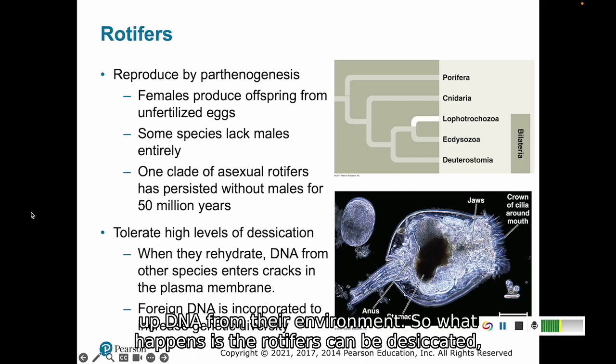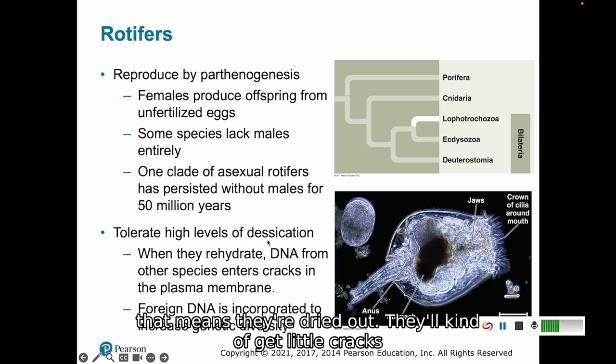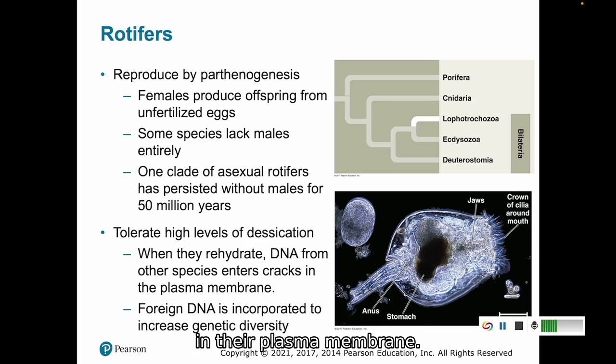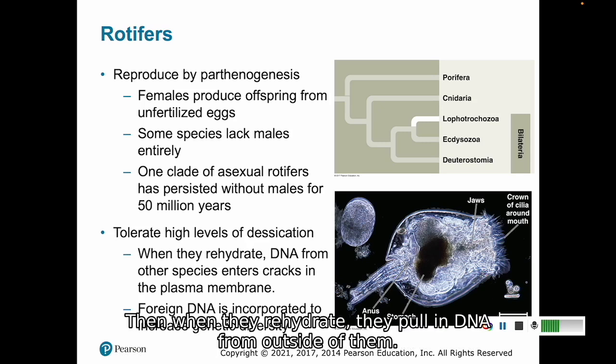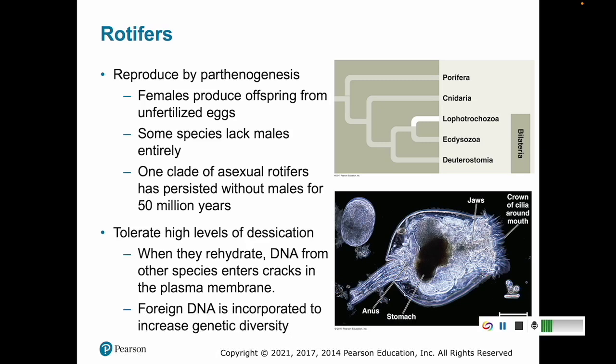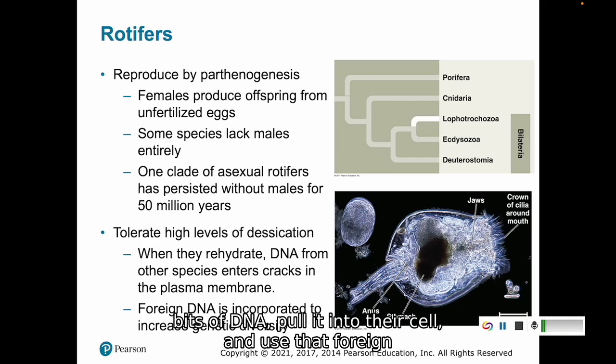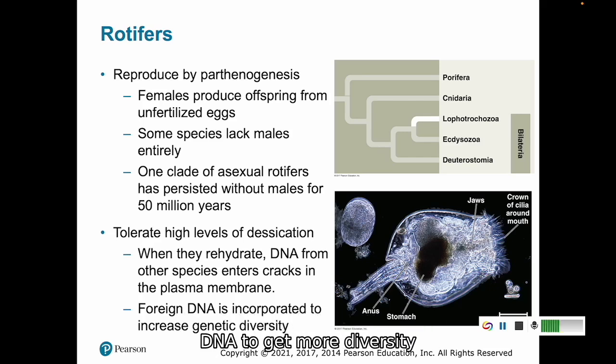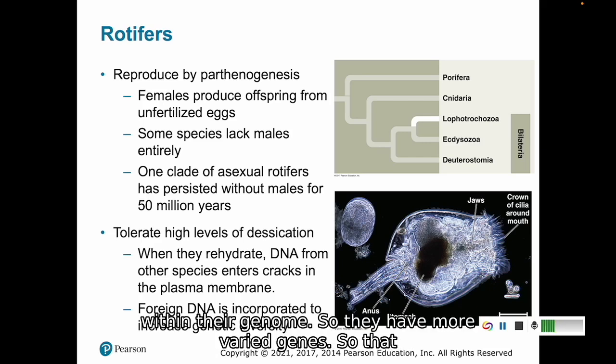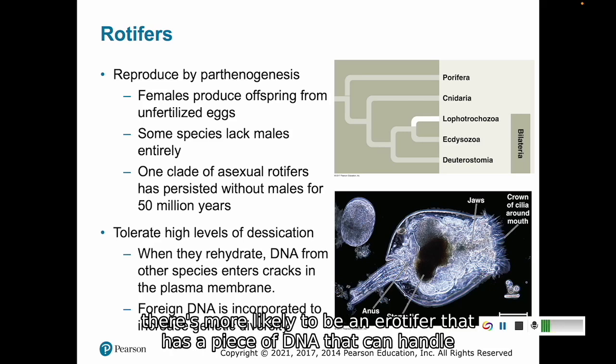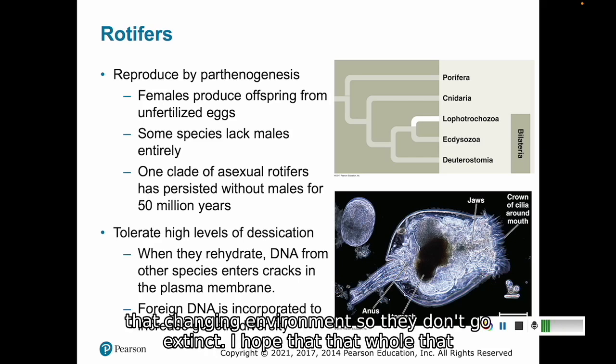So what happens is the rotifers can be desiccated. That means they're dried out. They'll get little cracks in their plasma membrane. Then when they rehydrate, they pull in DNA from outside of them. Just random bits of DNA from dead organisms in the river or the lake, wherever they are. They pull it into their cell and use that foreign DNA to get more diversity within their genome. So they have more varied genes so that when the environment changes, there's more likely to be a rotifer that has a piece of DNA that can handle that changing environment, so they don't go extinct.